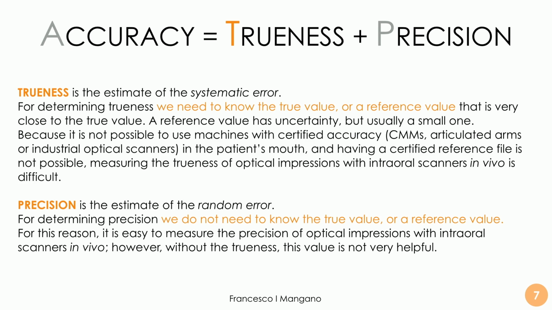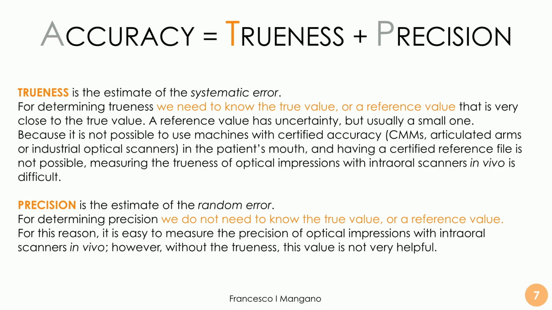Precision is something different. We will talk about precision in detail later in one of the next lectures. For determining precision in vivo, it's not necessary to have a reference value, so we can simply take, for example, 10 scans of the same patient and then superimpose them, and we can see if there are variations, if there is a random error, and then precision is the estimate of this error.